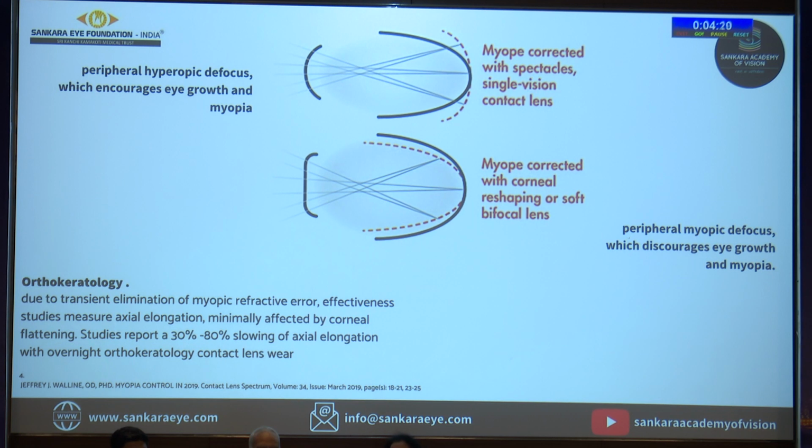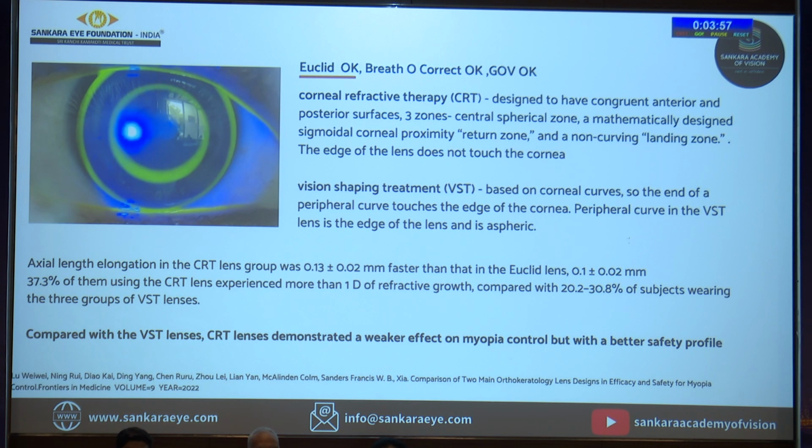Peripheral defocus has again come back into vogue. Orthokeratology and the DIMS lenses work on this phenomenon. We know that the peripheral hyperopic defocus encourages eye growth and myopia, and the peripheral myopic defocus discourages eye growth. So the orthokeratology lenses are supposed to prevent this by changing the way the surface of the cornea is. Again, you need to understand how the technology works. There are two types of lenses. You have the corneal refractive therapy lenses, which have three curves. So they don't really modify. There have been studies that have looked at it saying that the peripheral flattening of the defocus isn't as great in them as with the vision shaping treatment lenses.